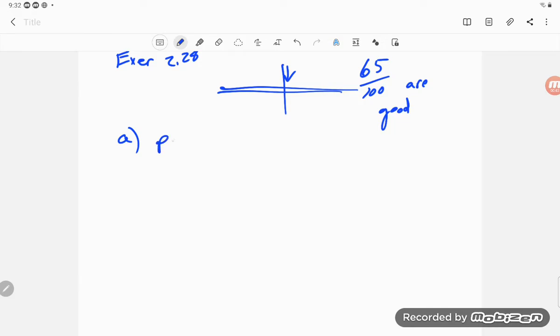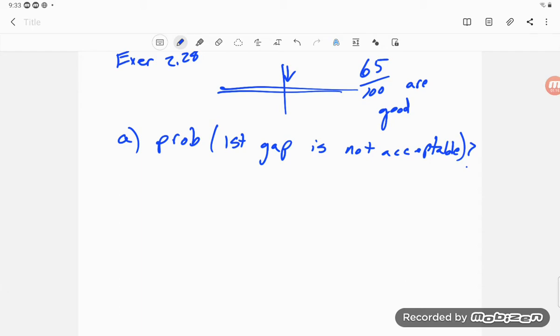A, what's the probability that first gap is not acceptable? Okay. Well, so, you're just arriving in there somewhere.